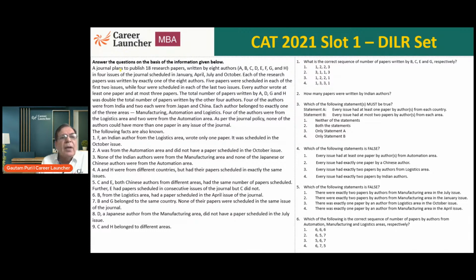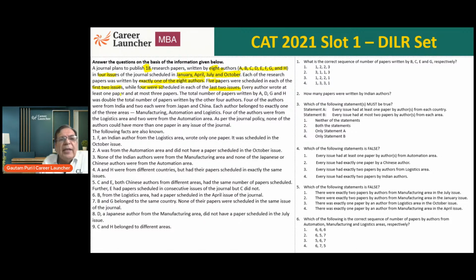Decipher first. A journal plans to publish 18 research papers written by 8 authors, A, B, C, D, E, F, G, H, in 4 issues of the journal scheduled in January, April, July, October. Each research paper is written by exactly one of the 8 authors, so no overlap. Each paper is written by one. They are not multiple authors. 5 papers were scheduled each in the first 2 issues, while 4 were scheduled in the last 2 issues, which means January and April 5 papers, July and October 4 papers each.